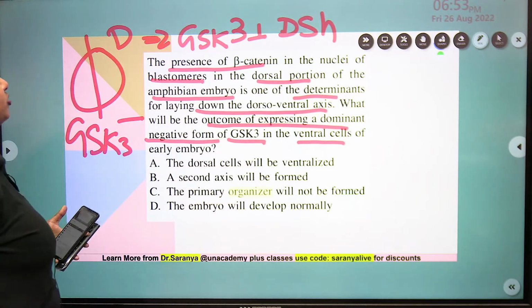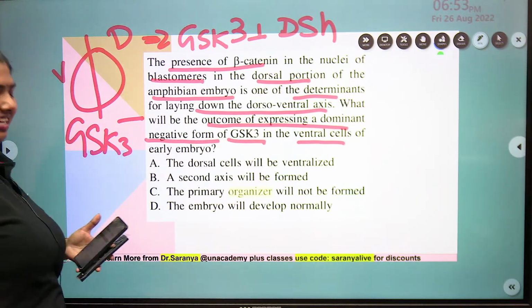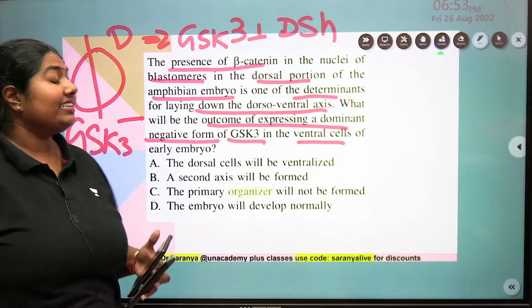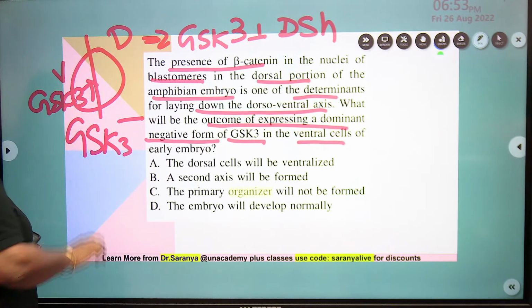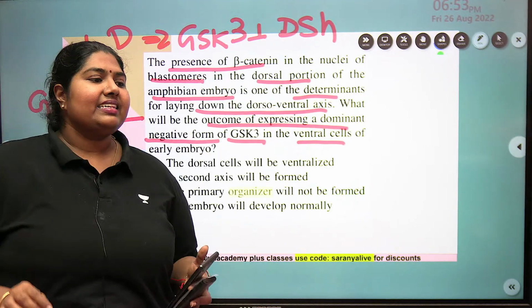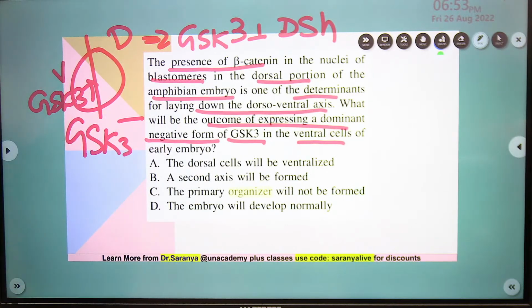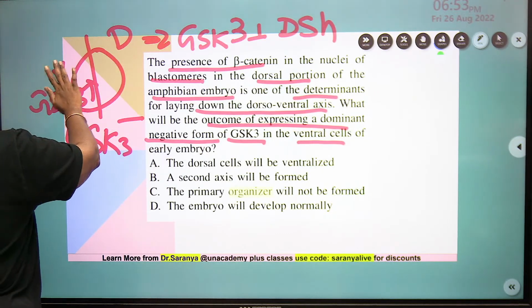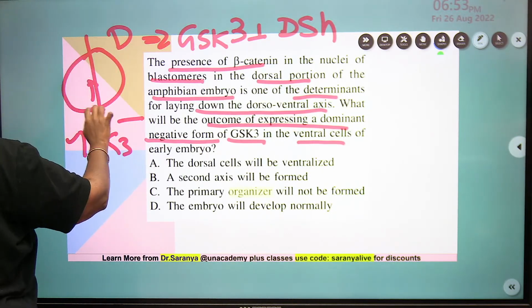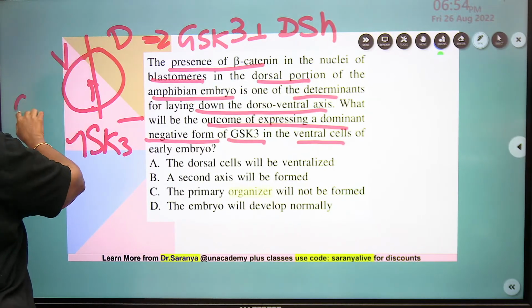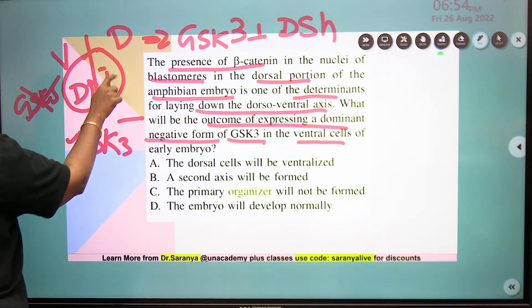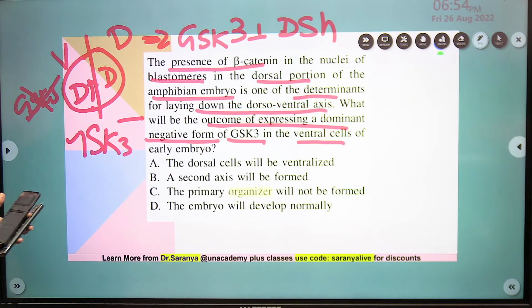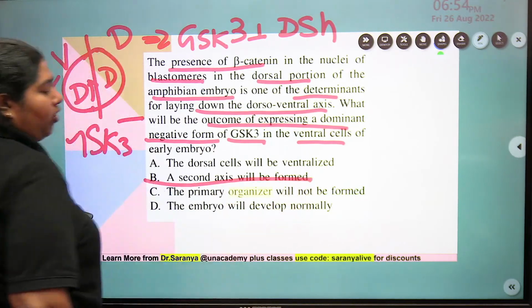So the next one is going to be your ventral side. In this ventral side, how should your GSK3 be? It should be more. So in this ventral side, GSK3 should be high. But now in this experiment, they have removed this GSK3. So even though it is a ventral region, this GSK3 is inhibited. So this will also behave like a dorsal, no? So it will have two dorsal regions, right? That means the secondary axis will be formed.